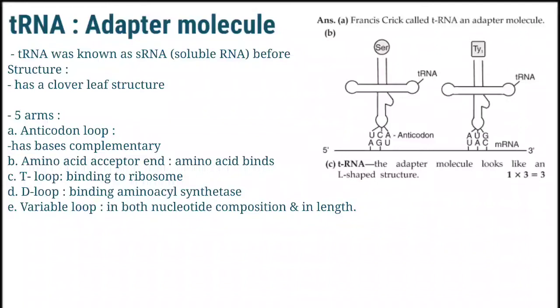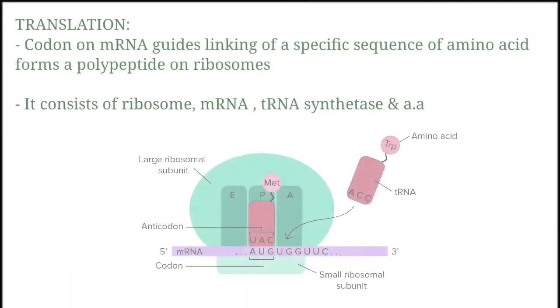Okay, so let's learn another important process apart from transcription, which is translation. It is a process by which the triplet based sequence, that is a codon, which we learned in the last video lecture, right? The process by which the codon on the mRNA guides the linking of a specific sequence of amino acids to form a polypeptide on the ribosomes is termed translation.